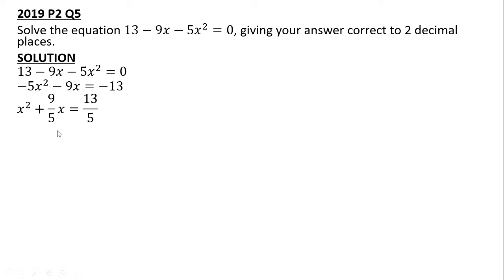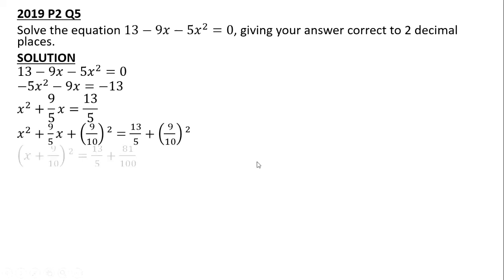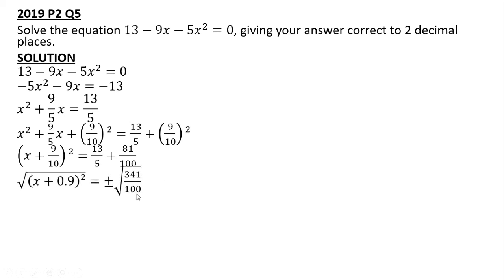From here, we have to get half of b. Half of 9 over 5 is 9 over 10. Square it and introduce it on both sides. It will look like that. From there, factorize what is on the left-hand side. If you factorize what is on the left, you are going to have open your bracket x plus 9 over 10, close your bracket squared, which will be equal to 13 over 5 plus 9 squared is 81, 10 squared is 100. Simplify that fraction. It's going to give us 341 over 100.